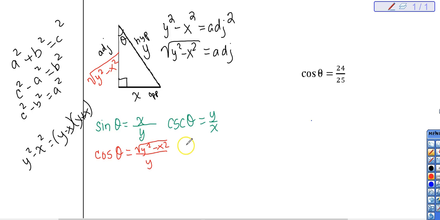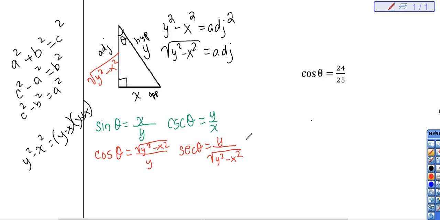Beautiful. And our reciprocal function is? Y over. No. Reciprocal function. Secant of theta. And our reciprocal is? Y over the square root of y squared minus x squared. Okay, your teacher is on high alert, that is not the right answer.